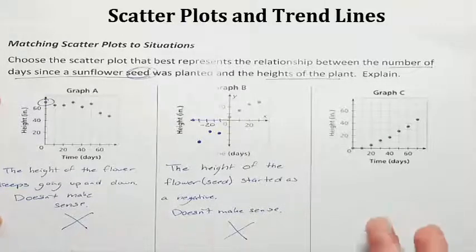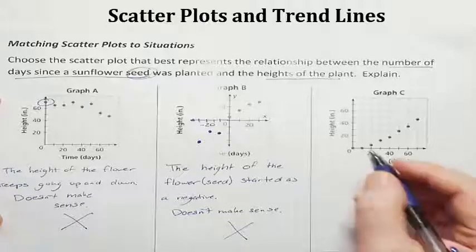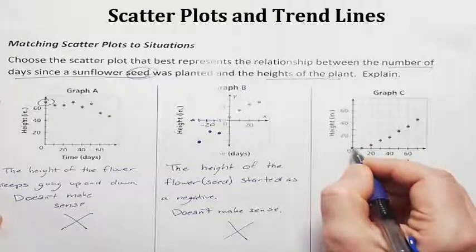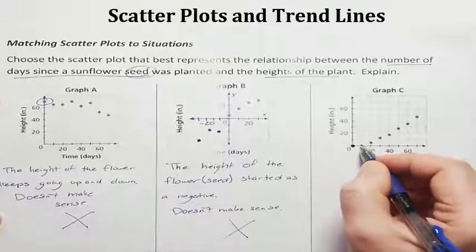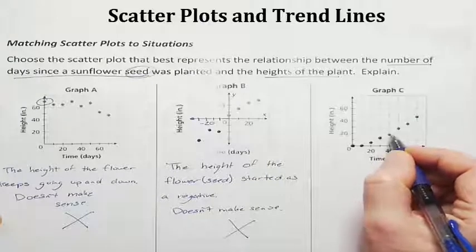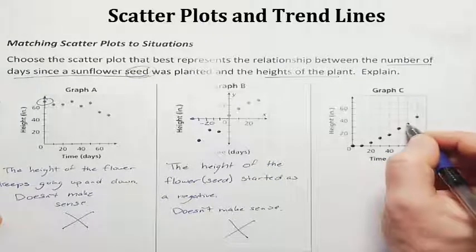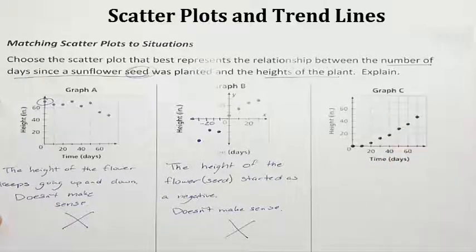Well, if the first two didn't work, process of elimination, the third one probably works. Let's look at why. So on day 0, the first day our seed was in the ground, he was 0 tall. Well, that makes sense. And then I could see as time goes on, my seed is slowly getting taller and taller and taller. And that's what seeds do.